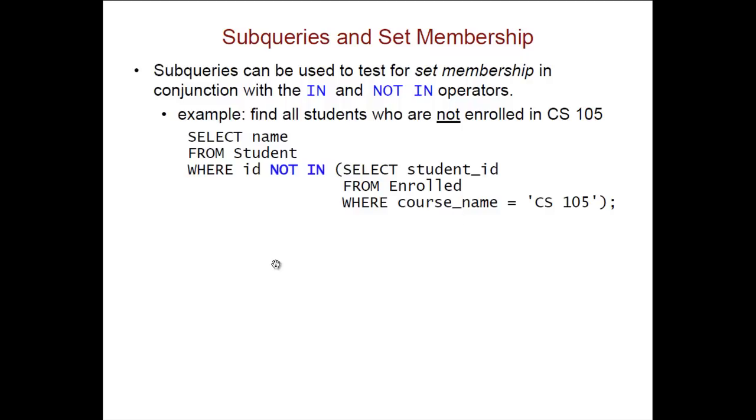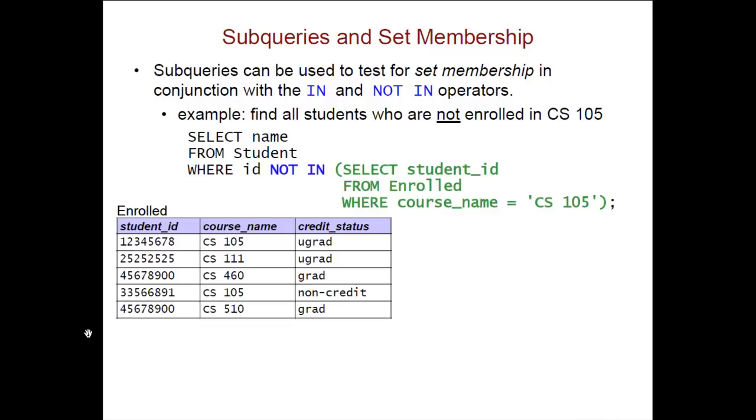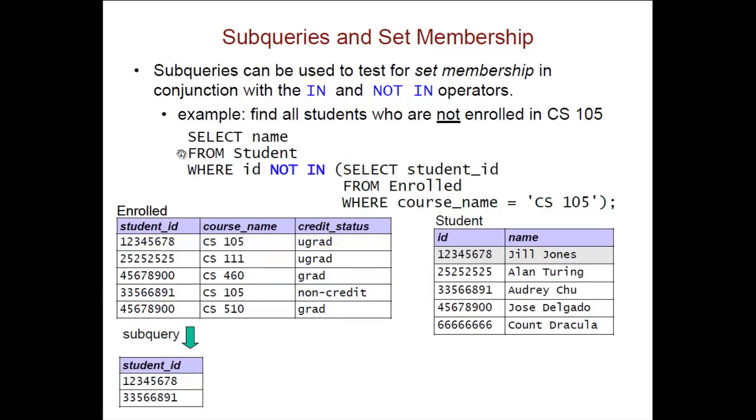It runs first. It takes the enrolled table, and you can see the where clause narrows things down to just the rows in which course name is CS105, and then the select clause of the subquery gets just the student IDs from those rows. And so the subquery is giving us the student IDs of students who are enrolled in CS105. And then the outer query is working with the student table. And you can see what it's doing is going through that student table, looking for students whose ID is not in the result of the subquery.